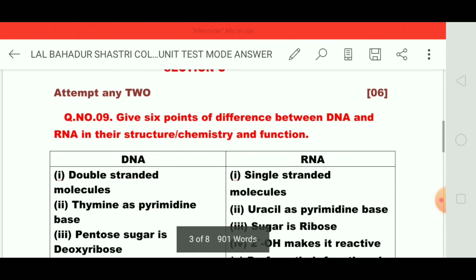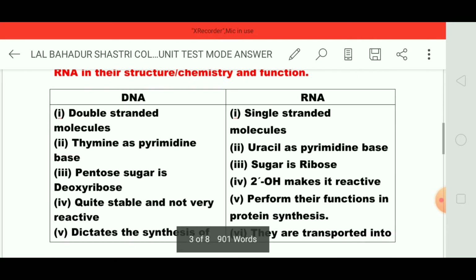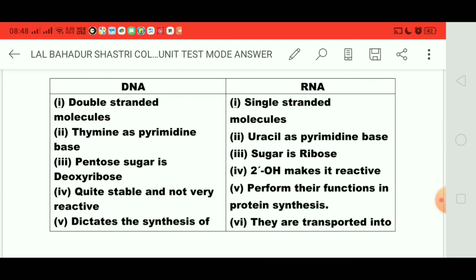Now section C. Attempt any two. Each question carries 3 marks. Question number 9. Give 6 points of differences between DNA and RNA in their structure, chemistry and function. DNA is a double-stranded molecule, RNA is a single-stranded molecule. DNA has thymine as a pyrimidine base, RNA has uracil as a pyrimidine base. The pentose sugar in DNA is deoxyribose.